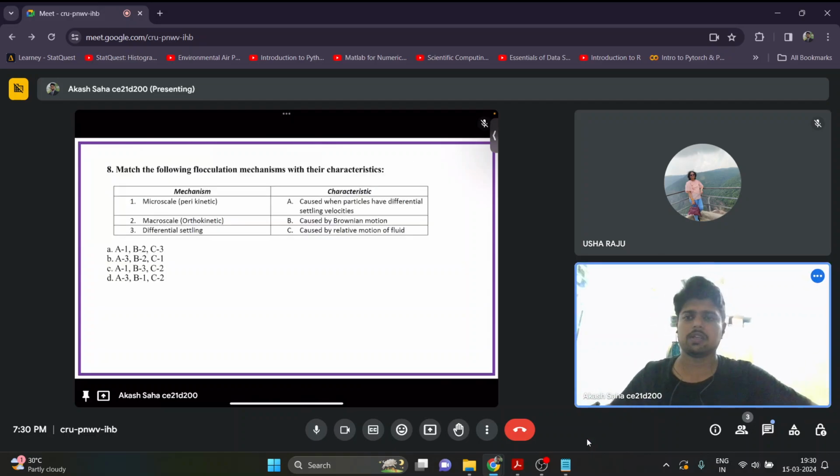Okay, the next problem. We have to match the following flocculation mechanisms with their characteristics. So we have three types of flocculation mechanism. One is at microscale, that is perikinetic, one is macro scale, orthokinetic, and one is differential settling. Three characteristics are given, so we have to match them accordingly. Is it due to when particles have differential settling velocity, is it by Brownian motion, or is it by relative motion of fluid? So we have to match the mechanism with their characteristics. Please try to guess the answer.